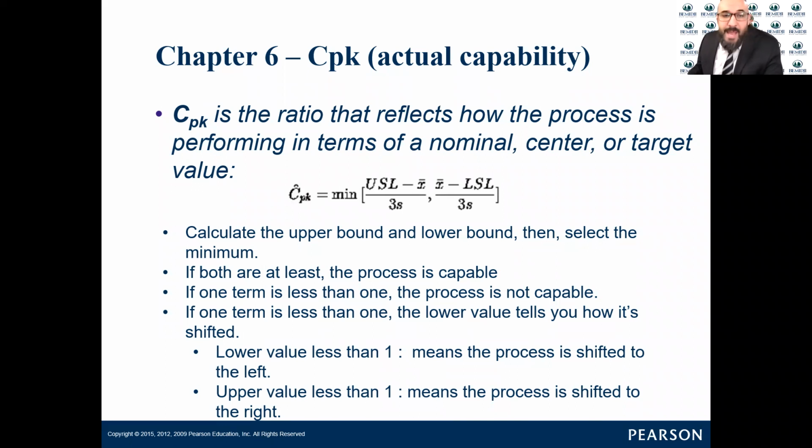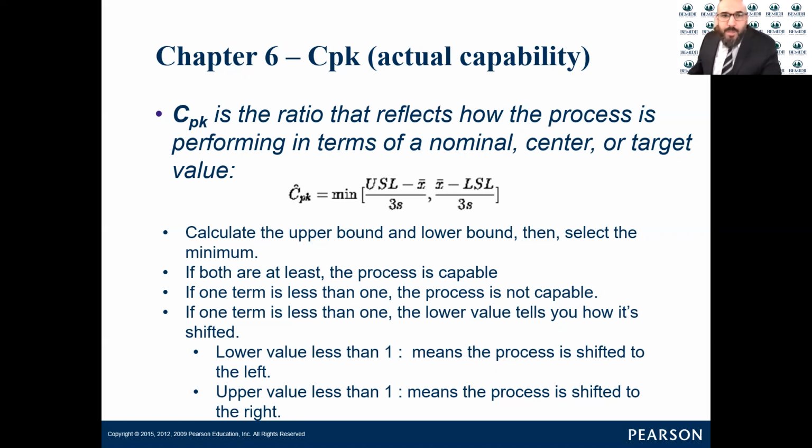If the lower bound value is less than 1, that means the process is shifted to the left. If the upper bound value is less than 1, it means the process is shifted to the right. So it is a very helpful calculation. The CPK will tell you if the process is centered or not.